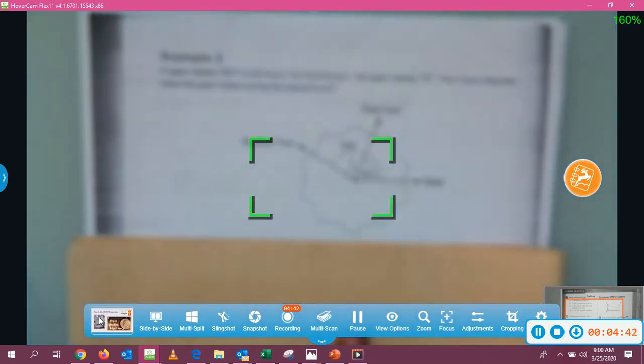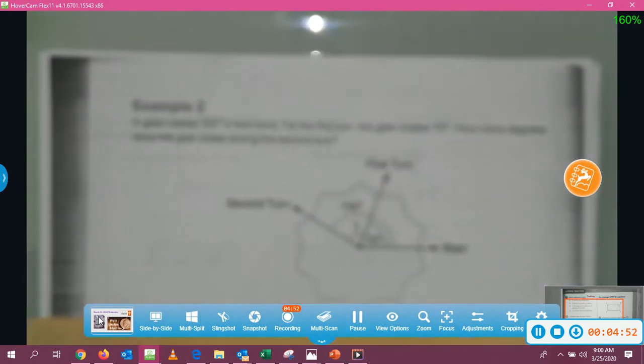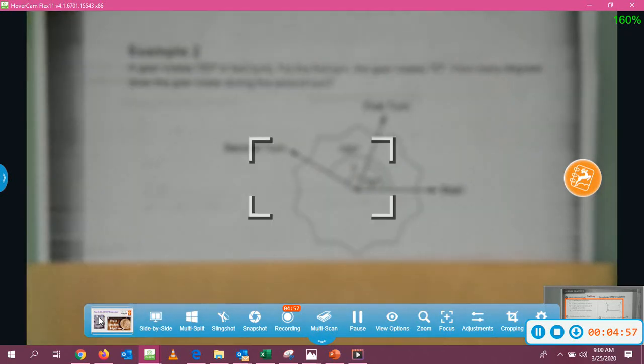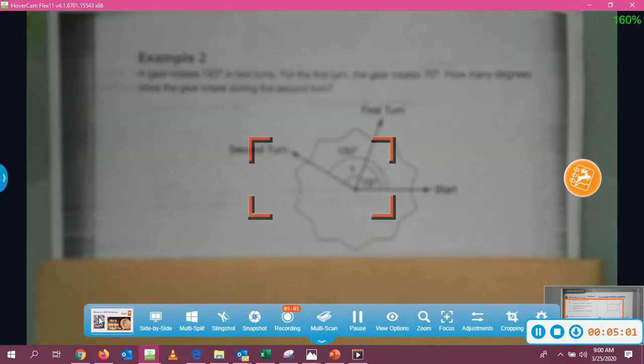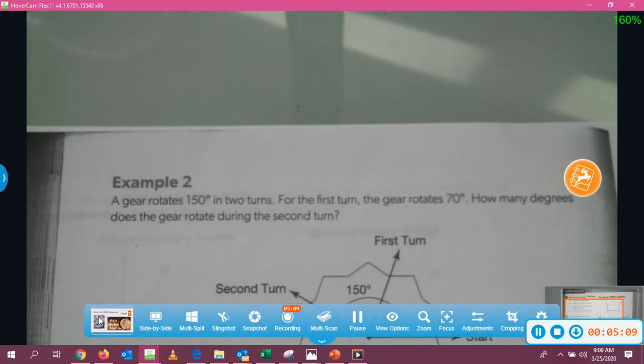Example 2. I'm just waiting on it to get focused on my camera, so I know if I can see it, you can see it. Is that bad? Okay, let's get it closer.